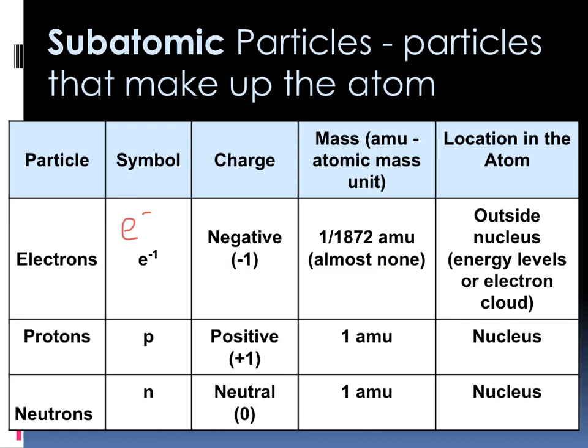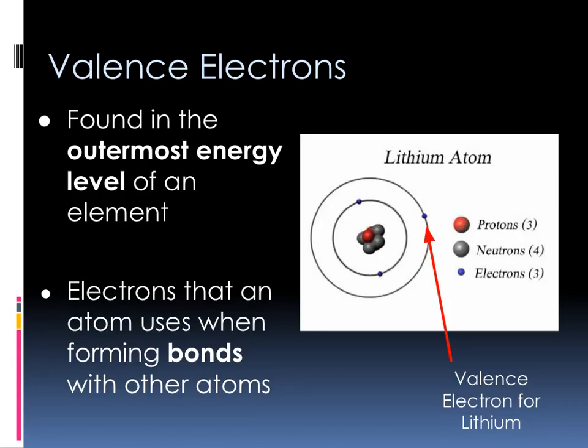Protons have a positive charge. They have about a 1 AMU, and they're found in the nucleus. Neutrons have a neutral charge, 1 AMU, also in the nucleus. So if I'm looking at the mass of the atom, most of it is comprised of the protons and the neutrons, okay? The electrons are not really factored into the mass of the atom. So when we start calculating mass of the atom, we're only going to be looking really at the mass of the protons and the neutrons.